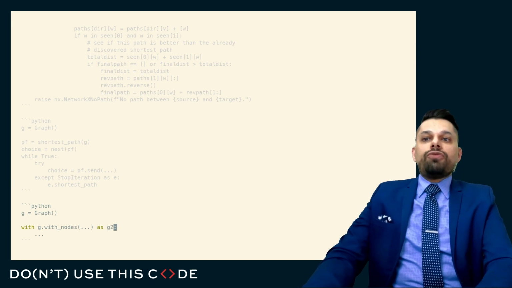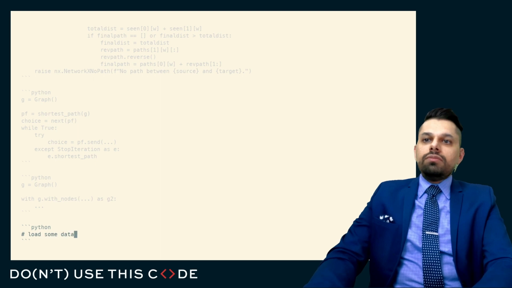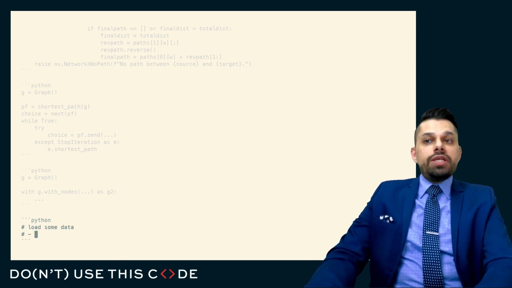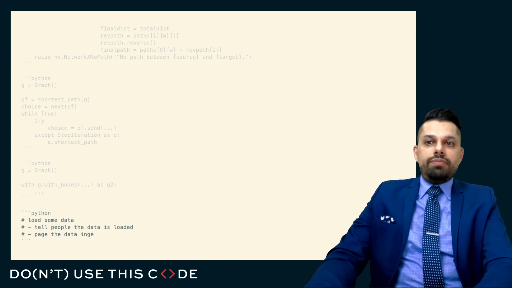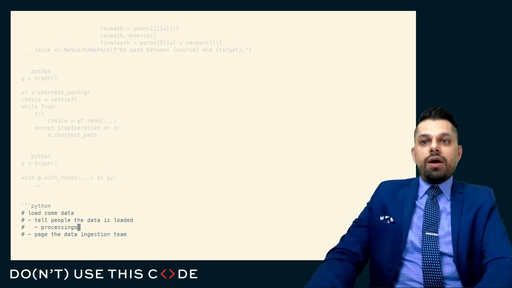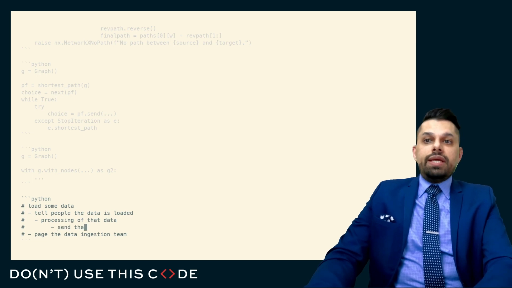Let's say there is some workflow process that somebody has given to you. Load some data. Once you load that data, what do you do? You tell people the data is loaded. You send an email, right? If this fails, what do you do? You warn or you page the data ingestion team. If you manage to load that data, what do you do next? Well, then you do some processing of that data. If this succeeded, what do you do next? Well, you send the nightly report to the stakeholders.